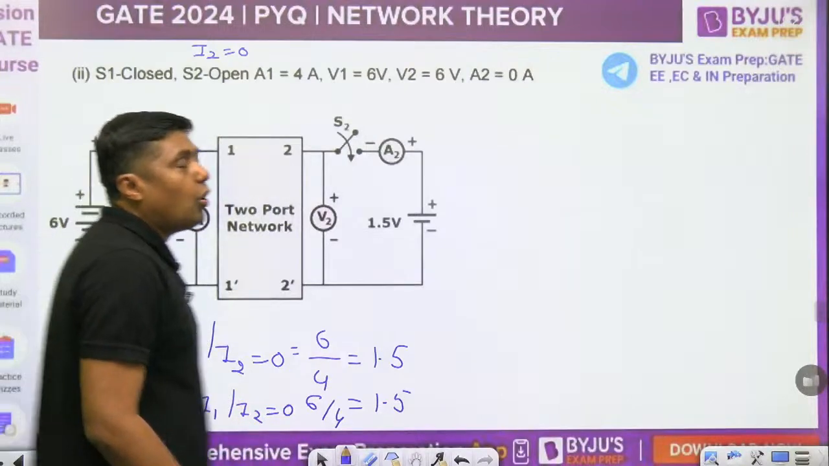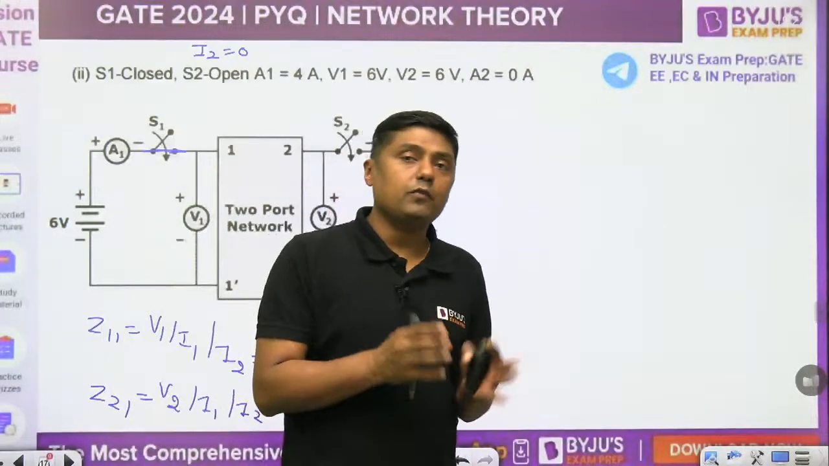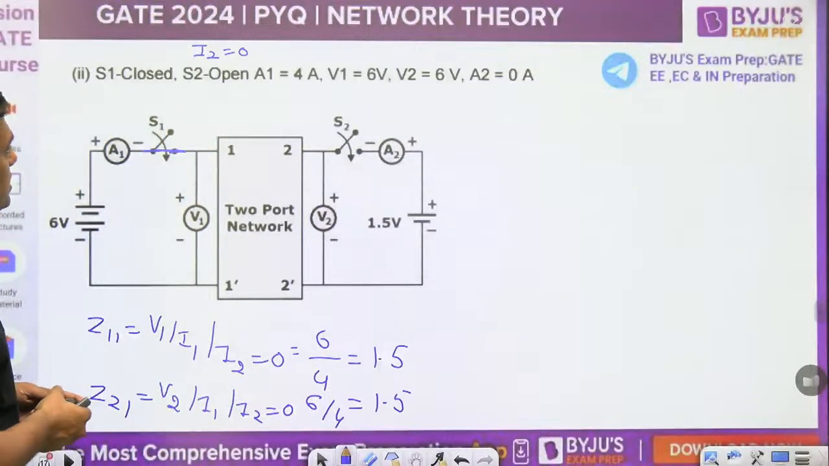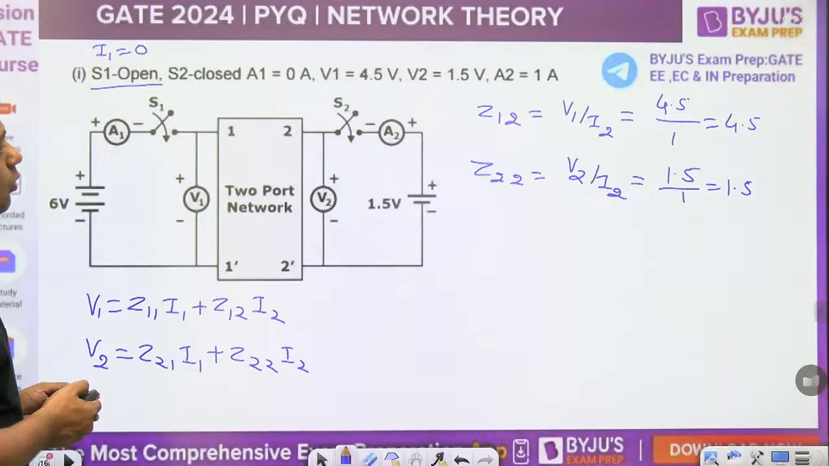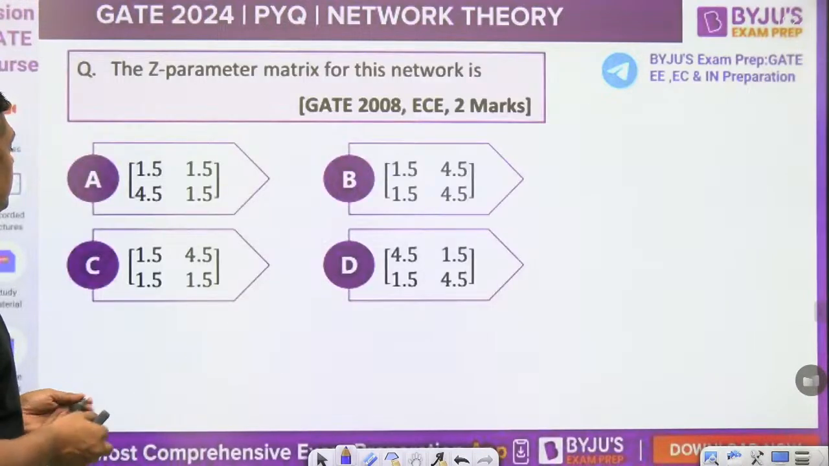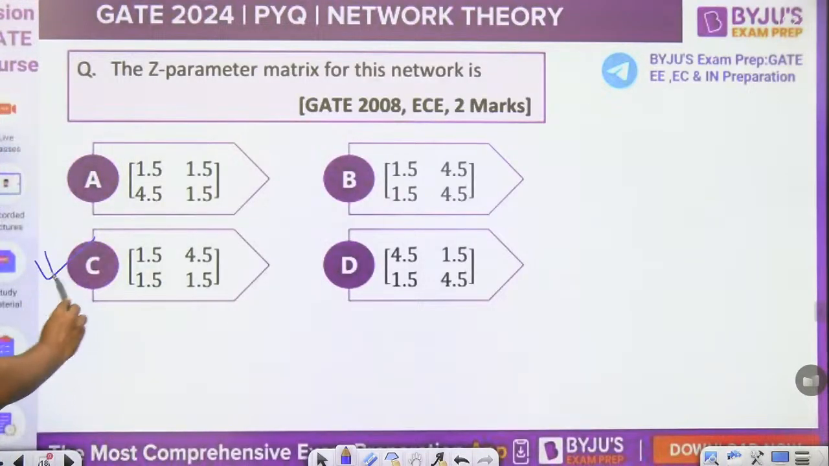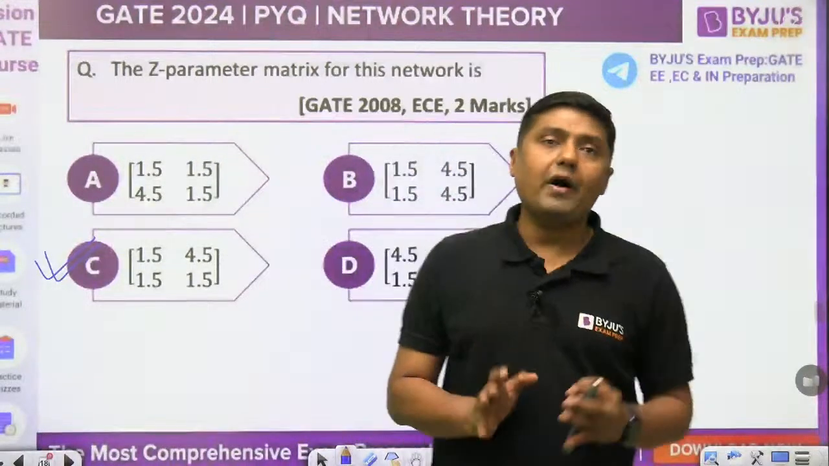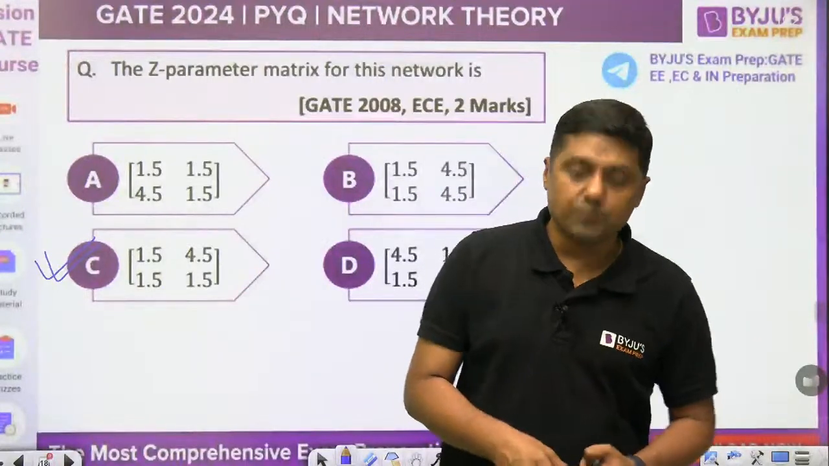Now you have all the 4 parameters, 1.5, 1.5, 4.5 and 1.5 here. So which answer is correct? This one. Z11, Z12, Z21 and Z22. So according to the given condition, you can find the values here. This is a very, very simple one.